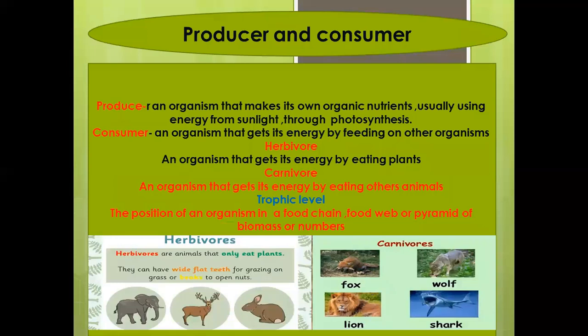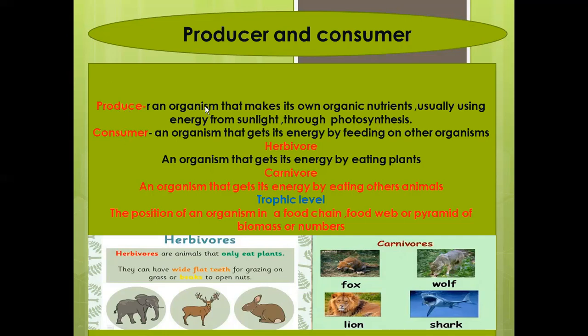Let's move on to another part that has more key definitions, for producer and also consumer. A producer may be an organism such as a plant that can make its own food through photosynthesis, using the light energy from the sun. A producer is an organism that makes its own organic nutrients, usually using energy from sunlight through photosynthesis. So you must understand this point and make differences between producer and consumer.